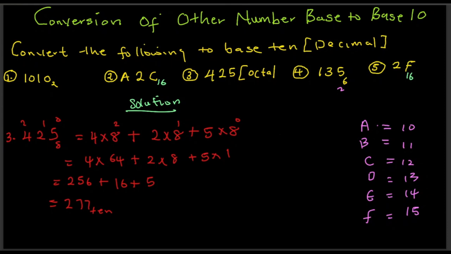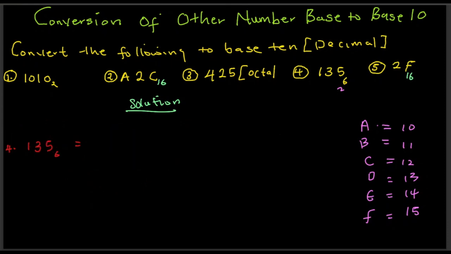So number 4. Number 4 is 135 base 6 to decimal. So remember, the first thing we do is to give them power. So 0, 1, 2. And then we multiply 1 times the base, which is 6 to the power of 2, plus 3 times the base, which is 6 to the power of 1, plus 5 times the base, which is 6 to the power of 0.